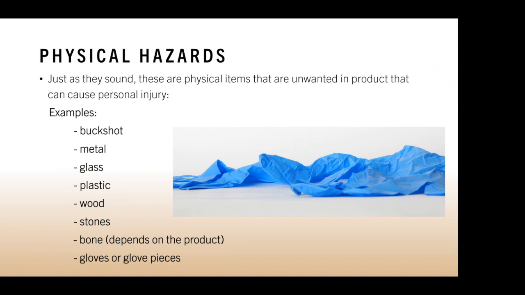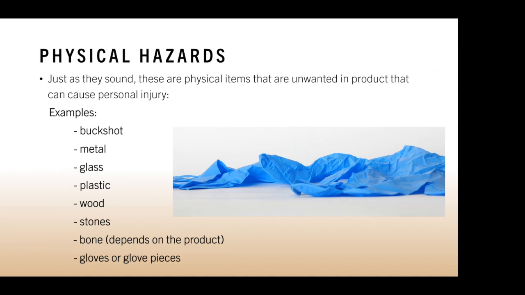The next group of hazards to address in a hazard analysis are physical hazards. Just as it sounds, these are physical items that are unwanted in the product that could cause injury to the persons consuming the product. Examples of physical hazards could be buckshot from live animals, maybe metal, glass, plastic, or wood, or what about stones or bone, depending on the product.